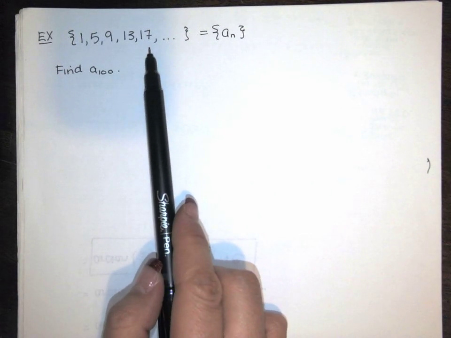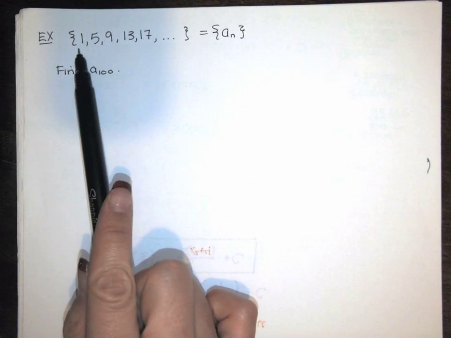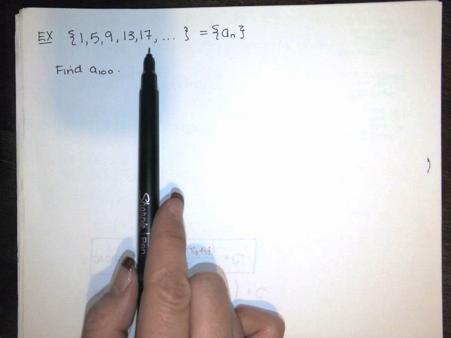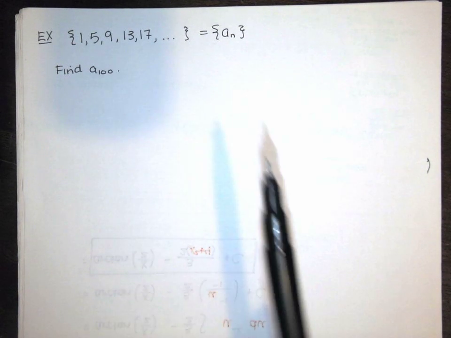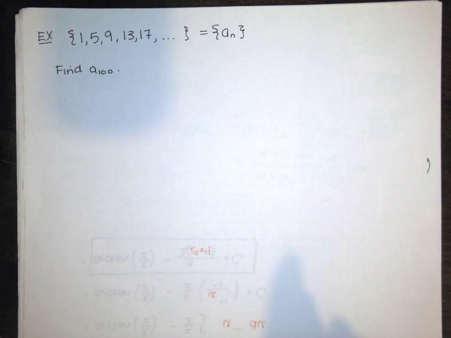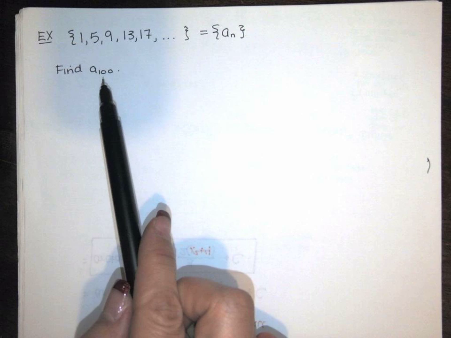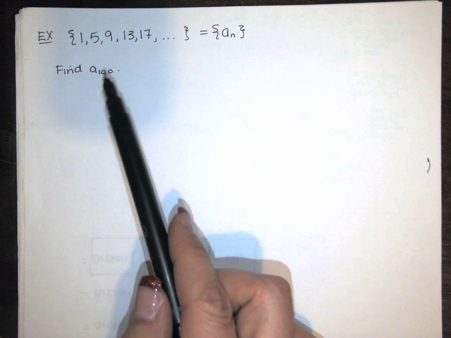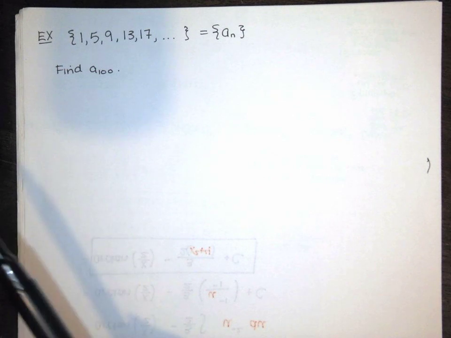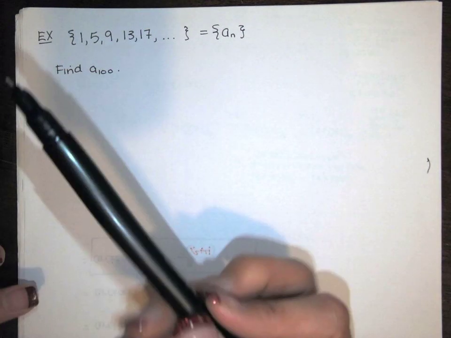I've only got 5. But if I notice what the pattern is to get from term to term, I might be able to follow that pattern out 95 more times to get to a sub 100. Perfectly reasonable, but I don't have all day, right? Sometimes I want to be efficient with my time. Instead of doing that 95 times, I might want to find a formula for a sub n and then plug in n equals 100. So that's going to be our approach here.